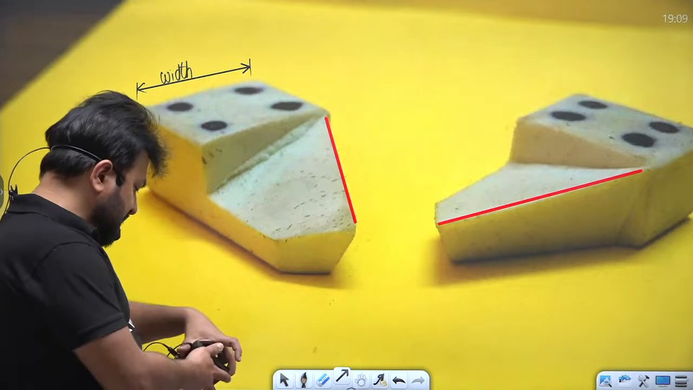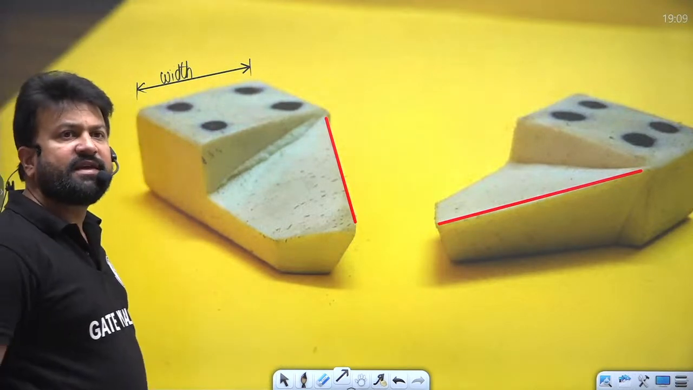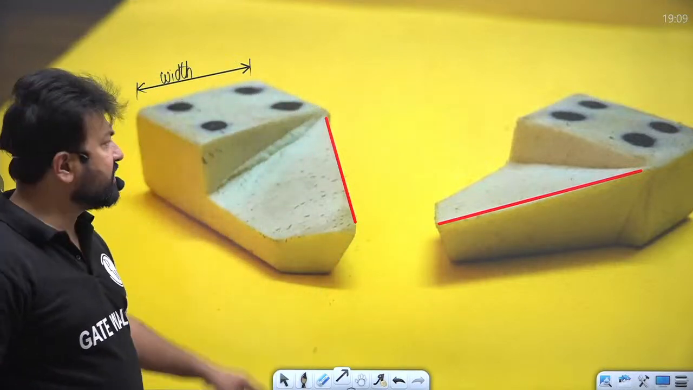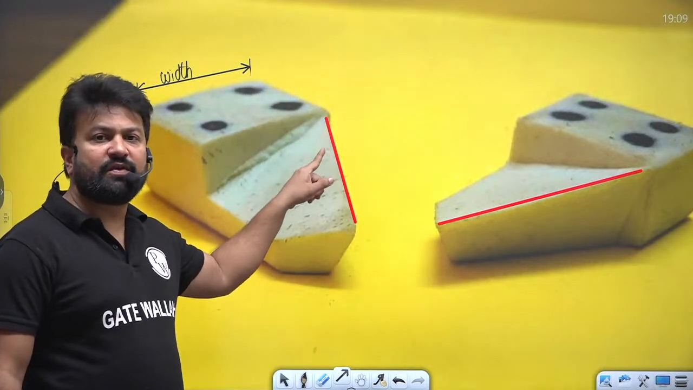Continue. I hope my voice is clear. So what I was saying, basically, this is the side cutting edge, right? This is a cutting edge which will do the cutting.